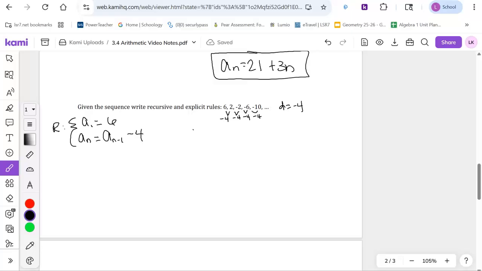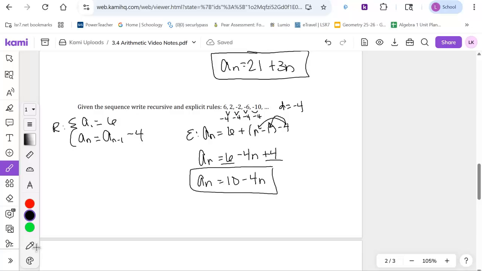Now, for my explicit, I have a sub n equals, a sub 1 is 6, so 6 plus n minus 1 times -4. I'm going to multiply that through to simplify. So a sub n equals 6, -4 times n is -4n, -4 times -1 is +4. Combining like terms, a sub n equals 10 minus 4n.